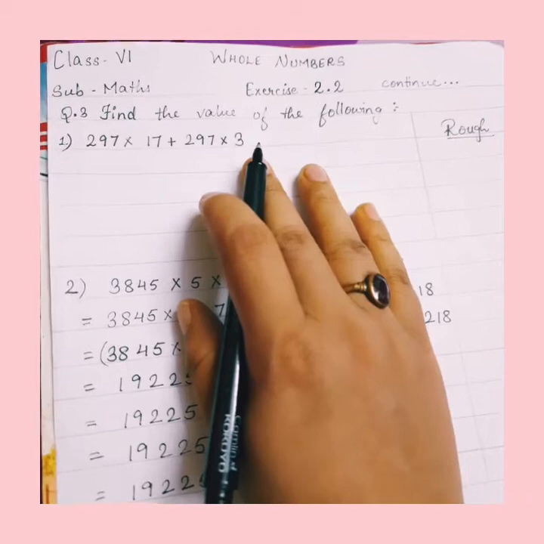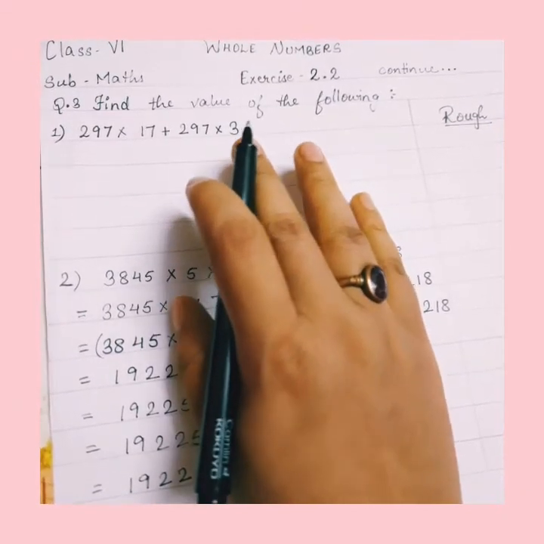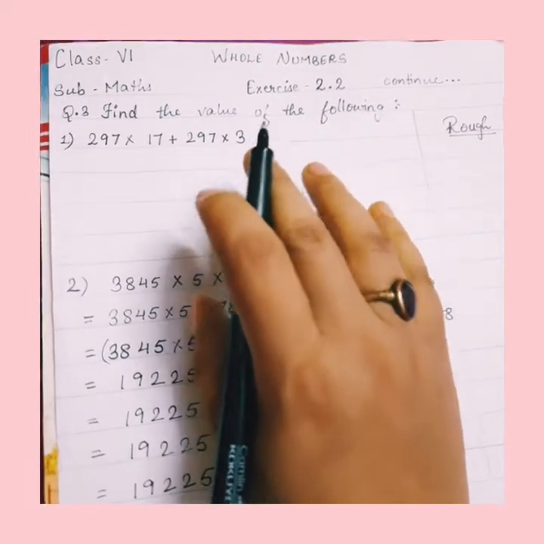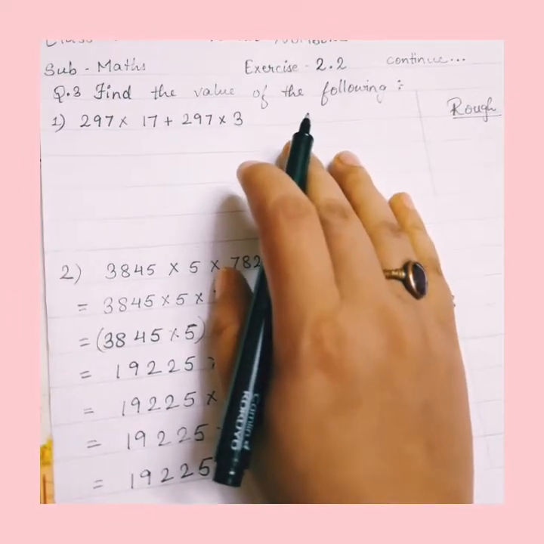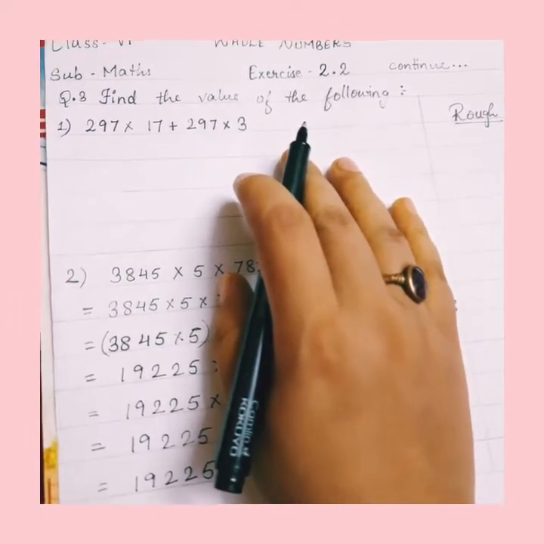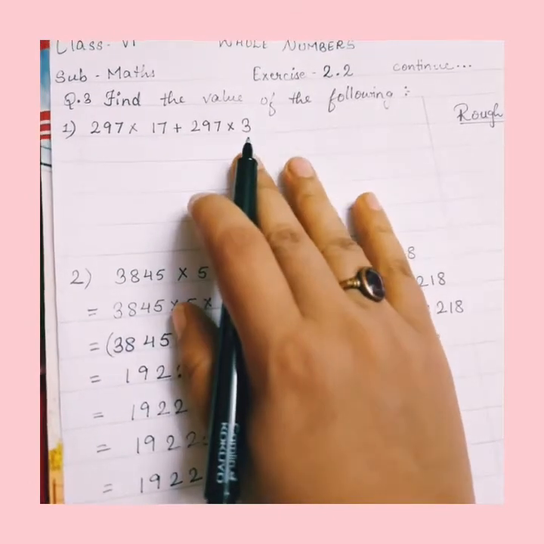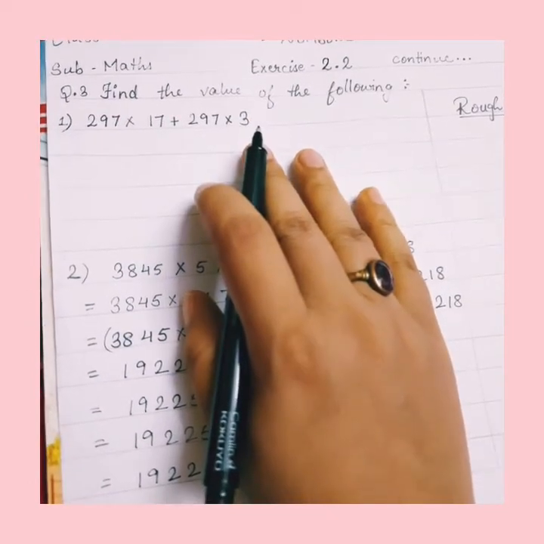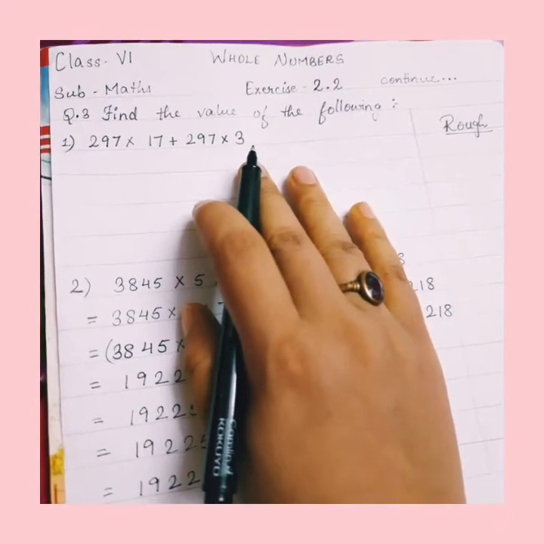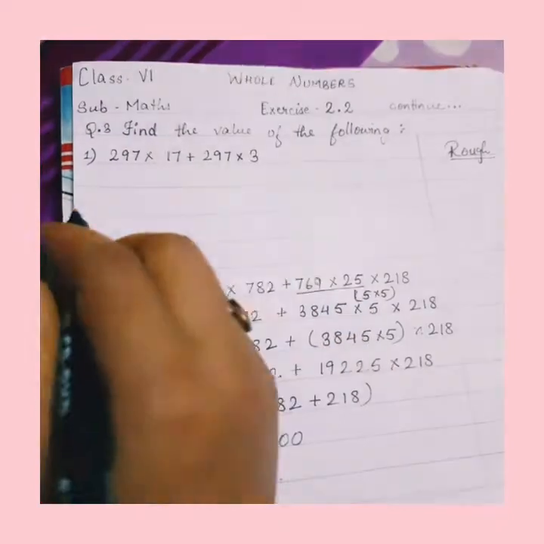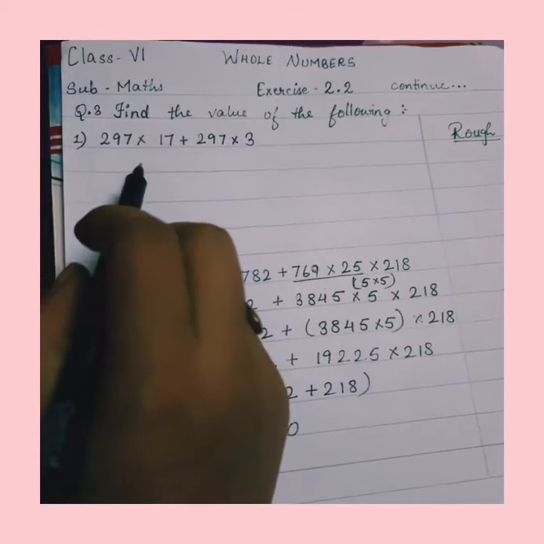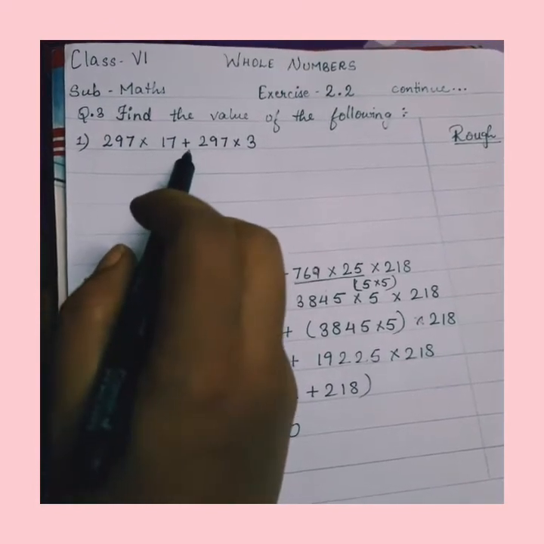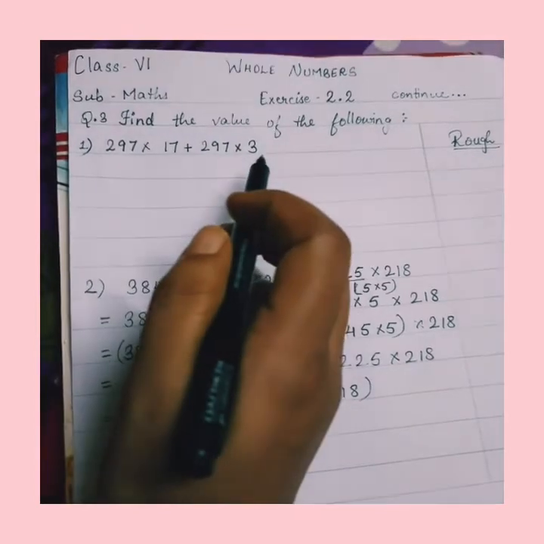the following. As we have done in question 1 and 2, proper rearrangement of the values, and then we find out the correct value of that given sum. So in this question also you have to do the proper rearrangement, then only we will be able to do the calculation easily. So first question is 297 multiplied with 17 plus 297 multiplied with 3.